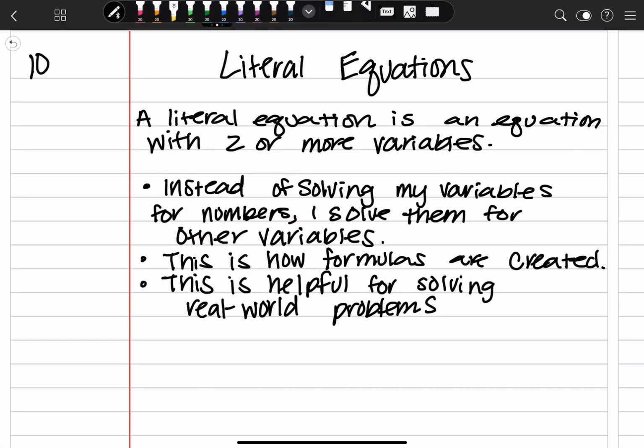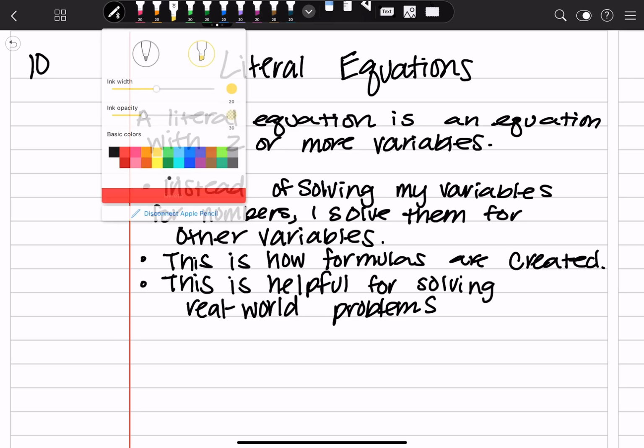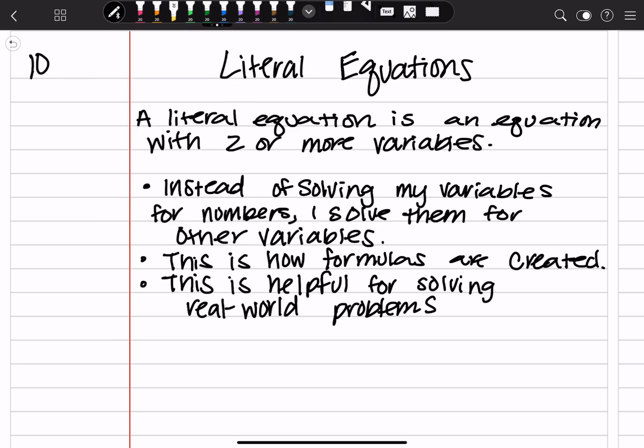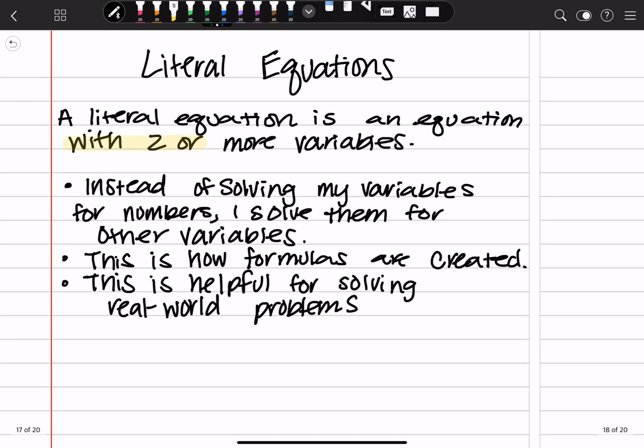Hey everybody, so we are going to be talking about literal equations today, and you'll notice I have a lot of words written out on here, and we're going to talk through them, so just so you guys know exactly what literal equations are. They're just like solving equations, except this time the difference is that it's an equation with two or more variables.